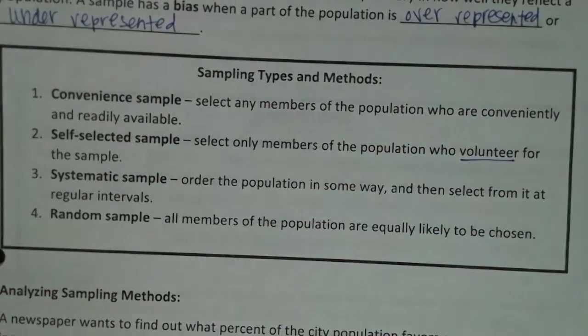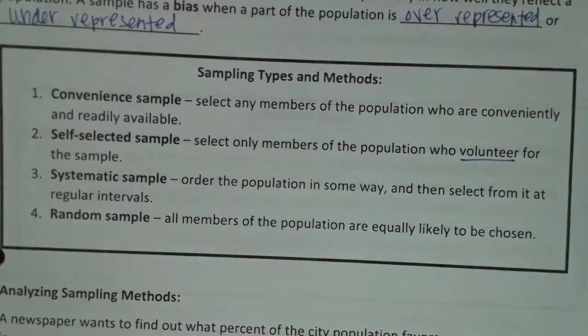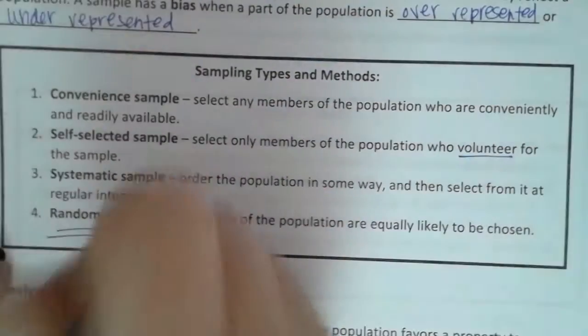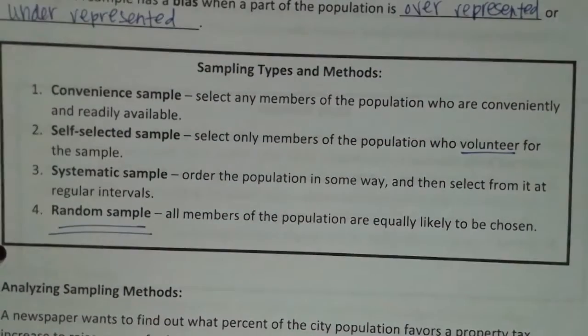Systematic sample. That's how we order the population in some way, and then we select it in regular intervals. So if I stand at the door and grab every 5th person, that's going to be a systematic sample. There's a system to it. And then a random sample. Random sampling is the best way to get a really good view of what the population thinks if you just randomly grab people. Any person's equally likely to be chosen.